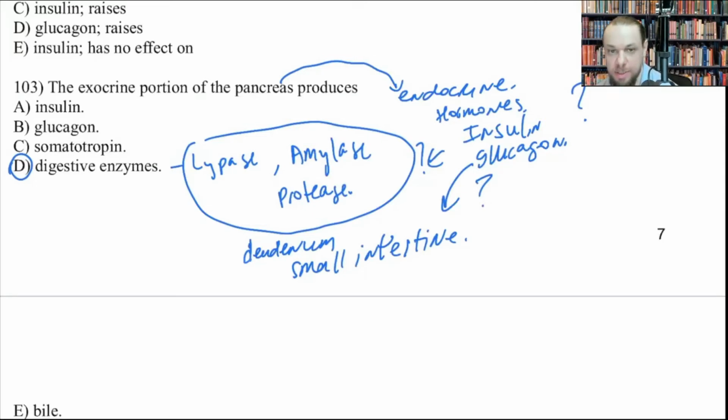So lipase, amylase, protease, they get secreted into the duodenum, the small intestine, to chop up all your carbohydrates, fats, proteins. But insulin and glucagon are taken up into the capillaries, and then they go into the bloodstream and circulate in the bloodstream. That's why we call them the endocrine hormones. They do not, I repeat, they do not get secreted in the same location as the digestive enzymes.